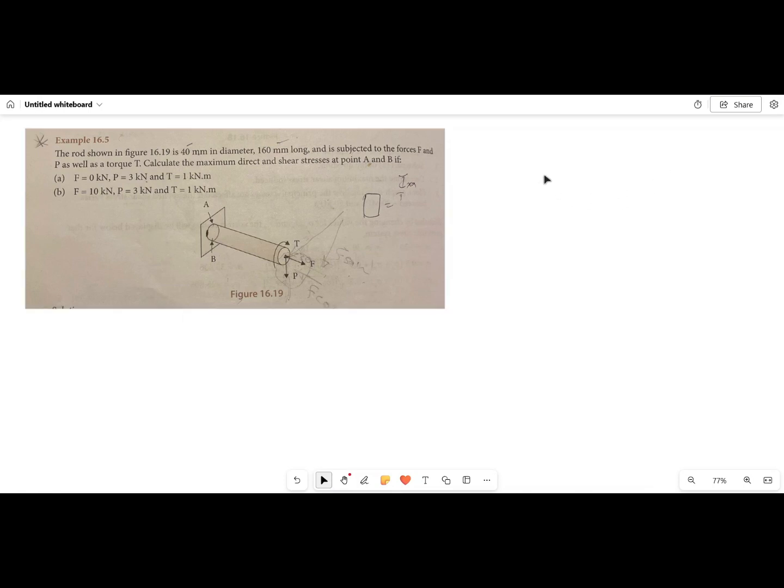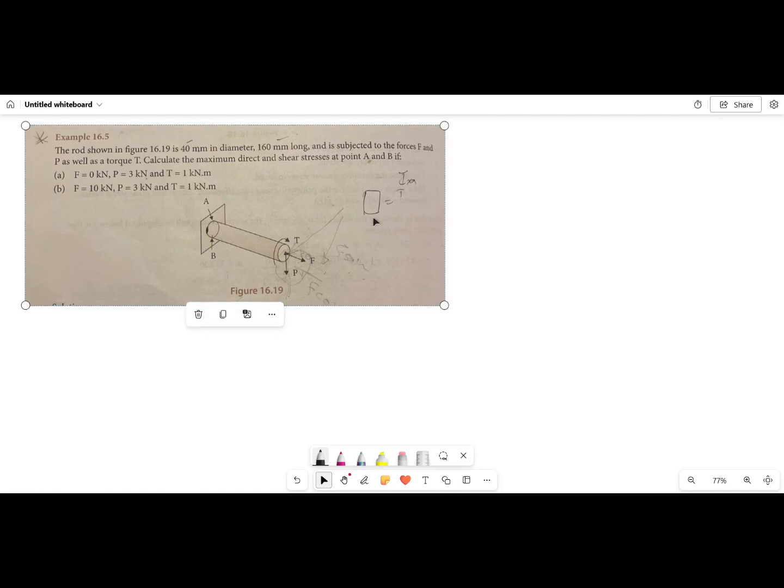Okay, guys. I took an example in the beginning of the class, where I say that let's say someone is holding your hand and someone is pulling it. What do you feel? Let's take an example of what's on the board here. They said a hole shown there is 40 millimeter diameter and long 160, is subjected to a force P as well as torque T. Calculate the maximum direct stress and shear stresses at point A and point B.